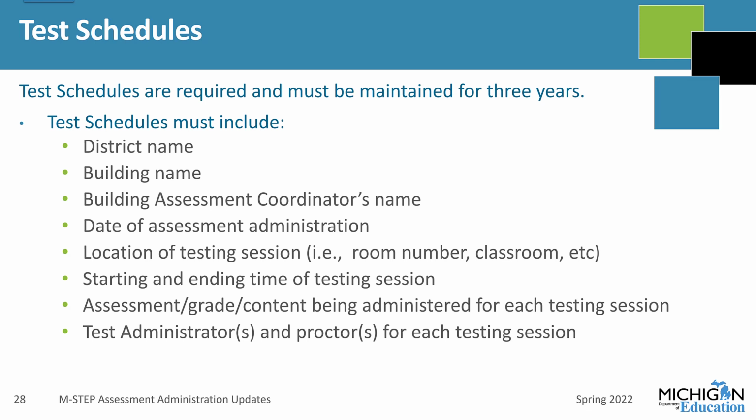There's a template available in the Assessment Integrity Guide on the MSTEP webpage, and again, that's www.michigan.gov/MSTEP under the Current Assessment Administration section. You are not required to use the template. You can create your own, but you need to have this information on it.